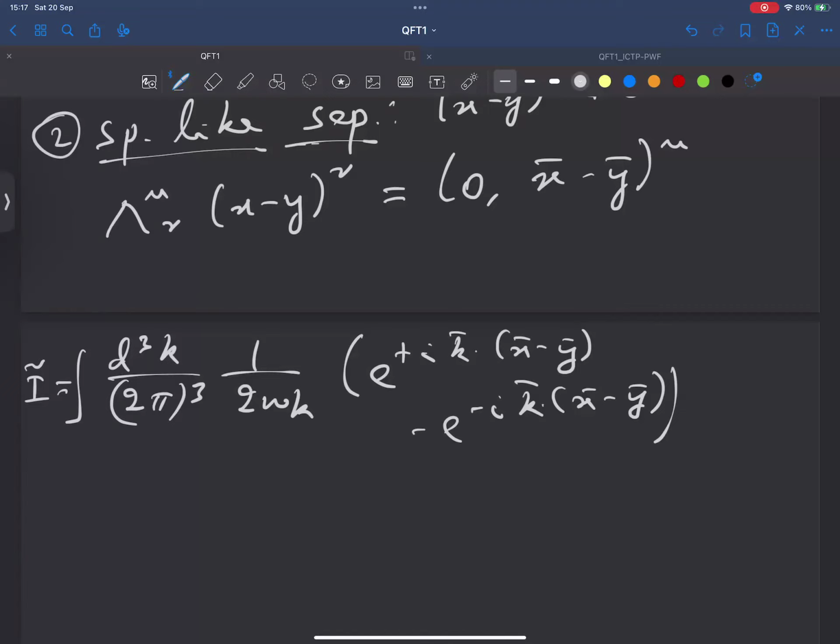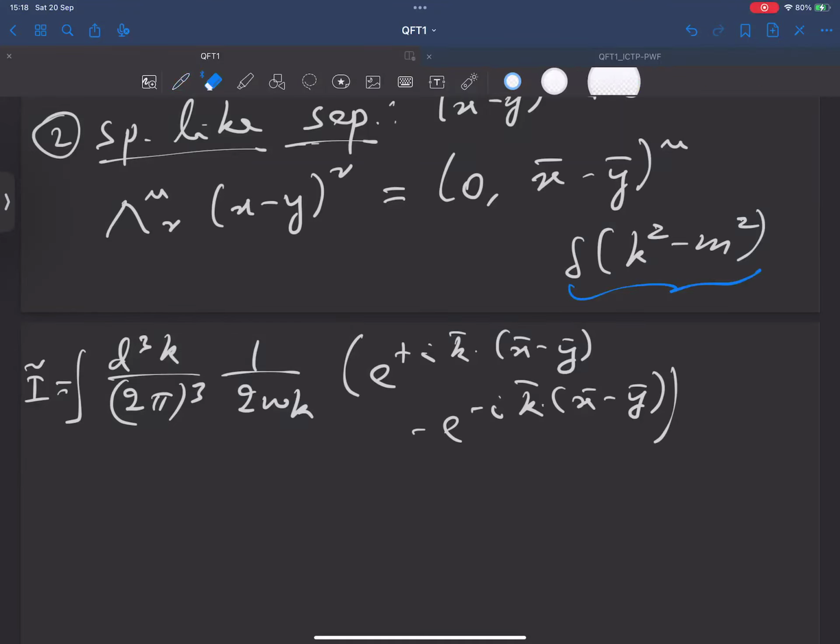Sorry, I'm just looking at a question in the chat. Yeah, delta 3 isn't Lorentz invariant. So the question is, delta 3 is not Lorentz invariant. But we started with this expression, right? k² minus m². And this is Lorentz invariant. That's what I started with. But yes, delta 3 is not Lorentz invariant. You are right.